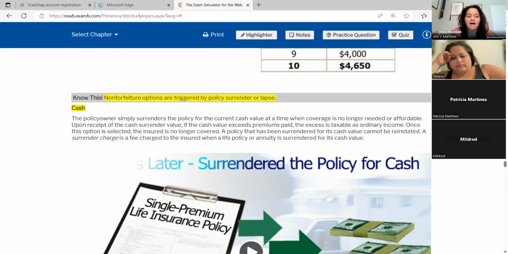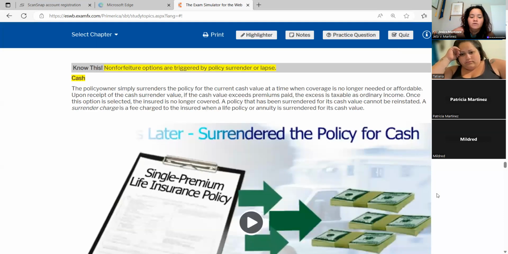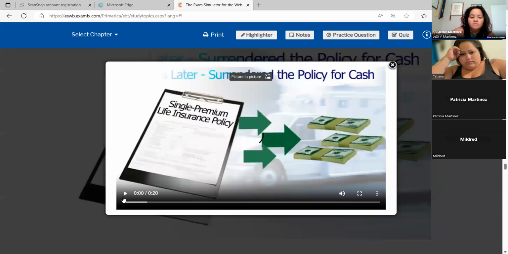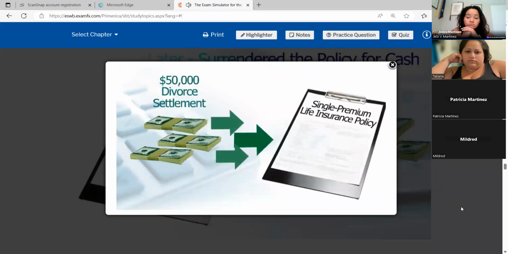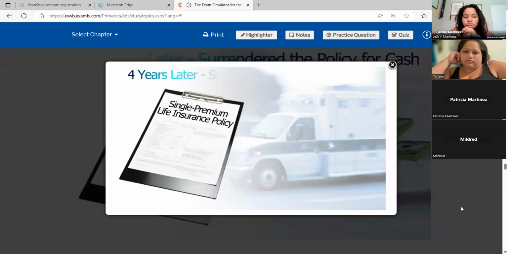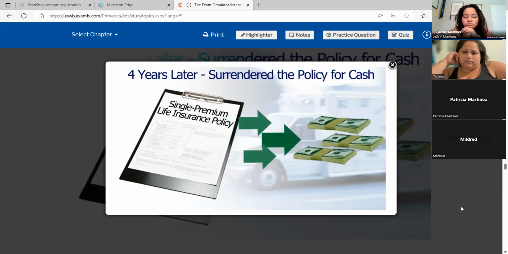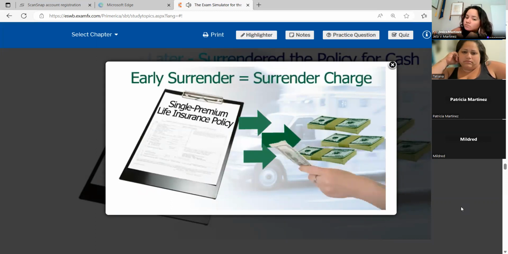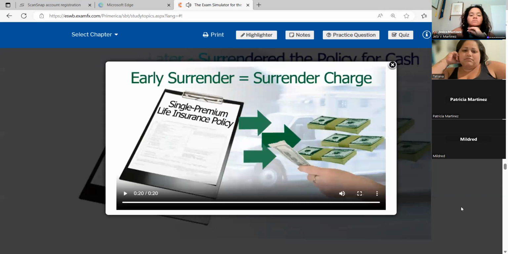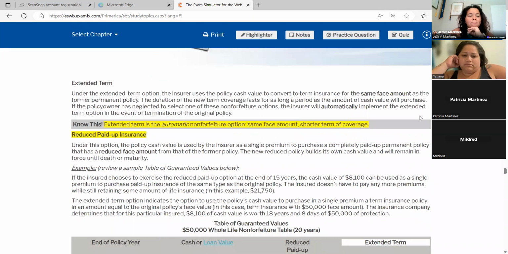A surrender charge is a fee charged for the insured when a life policy or annuity is surrendered for its cash value. So let's look at this. Fran receives a $50,000 divorce settlement and decides to use the money to purchase a single premium life insurance policy. After a serious car accident 4 years later, she surrenders the policy for cash in order to have extra money to pay bills. Because she surrendered her policy early, she must now pay a surrender charge. Right? Yeah, it is a yes.